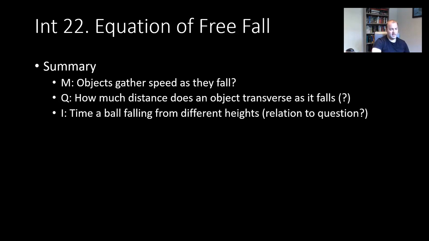And then the investigation was actually measuring times from different distances. So it was not a question about answering distance. It was about using a predefined distance and measuring time. So the basic conclusion then is that objects fall according to the formula d = 5t².